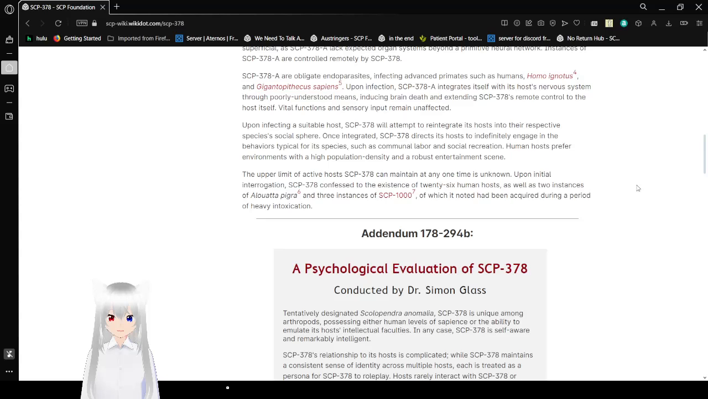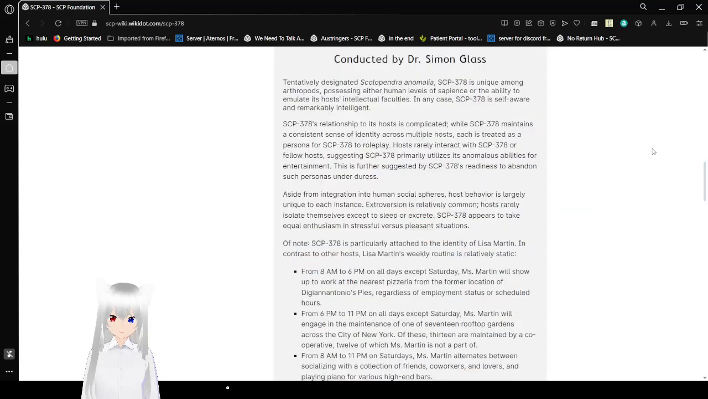Addendum 178-294-B, a psychological evaluation of SCP-378, conducted by Dr. Simon Glass. Tentatively designated as Scolopendra, SCP-378 is unique among arthropods, possessing either human levels of sapience or the ability to emulate its host's intellectual faculties. In any case, SCP-378 is self-aware and remarkably intelligent.